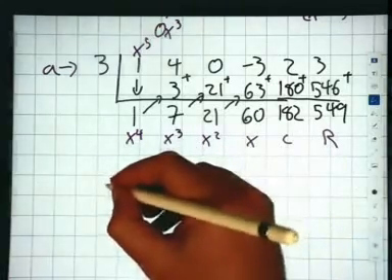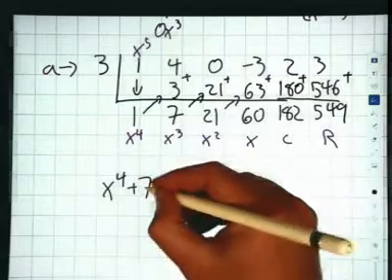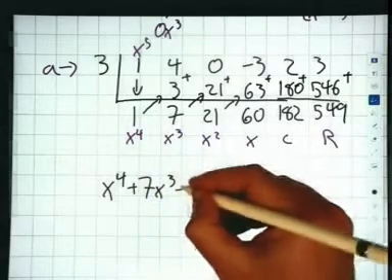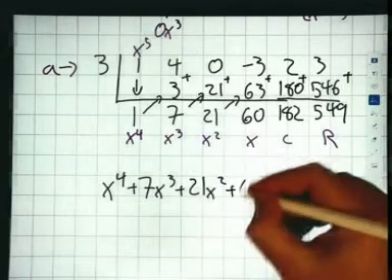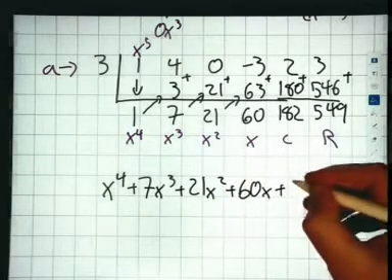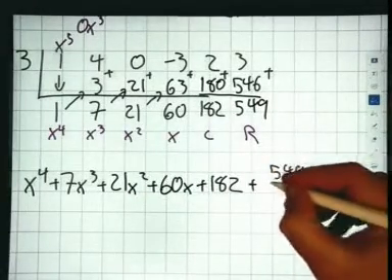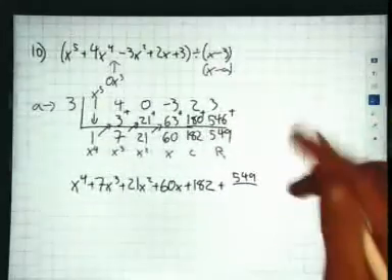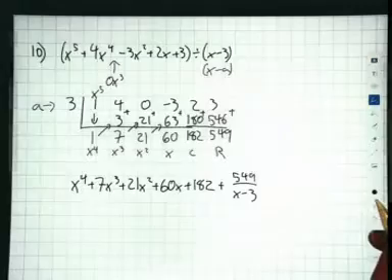We write it as this: x to the 4th plus a 7x to the 3rd plus a 21x squared plus a 60x plus a 182 plus a 549 divided by, and what did we divide by? We divided by x minus 3.